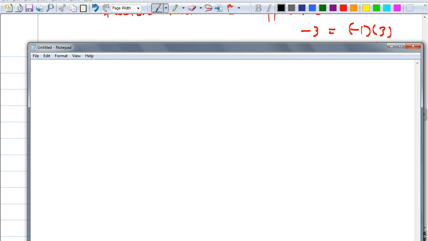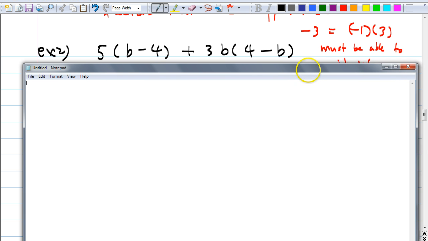Like negative 3, this would be nice, wouldn't it? Like in your bank account, you have negative 3, which means you owe somebody $3. Well, all of a sudden it becomes positive 3. Wouldn't that be great? Yeah, but the bank wouldn't like that because then they lose money. Anyway, negative 3 is negative 1 times 3, isn't it? It's not just 3, is it? So keep that in mind. Let's look at this example.